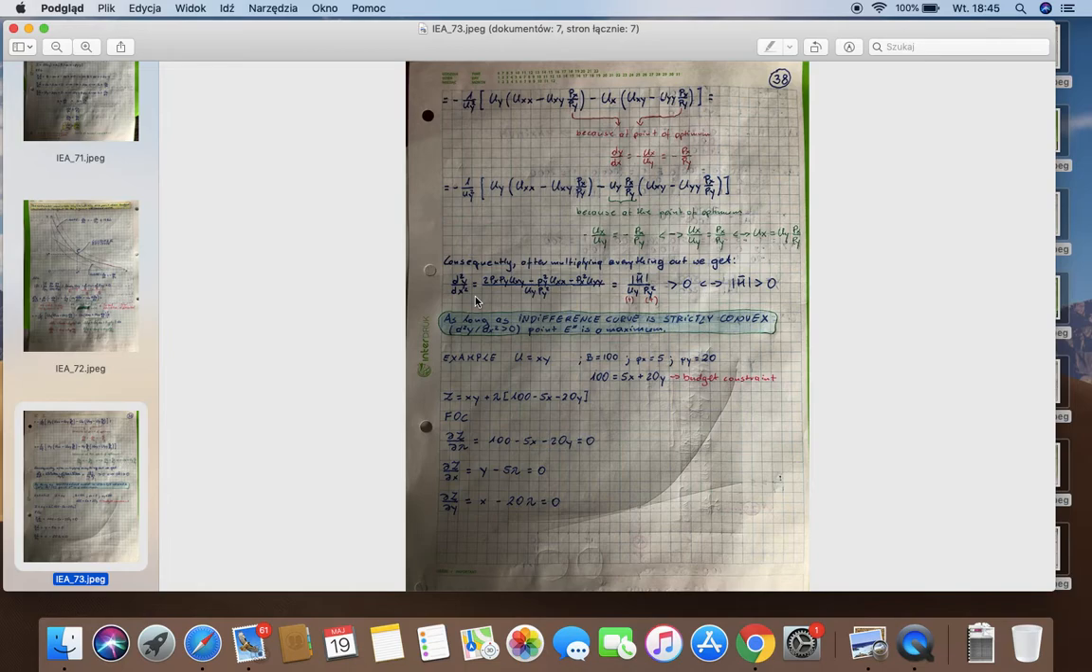Okay, so now let's just do an example. So look, we've got the function u equals yx, our budget B equals 100, price of good x is 5, price of good y is 20. Now out of those three, we can easily build the budget constraint, and then we can build the Lagrange function. We differentiate it with respect to lambda, x, and y.